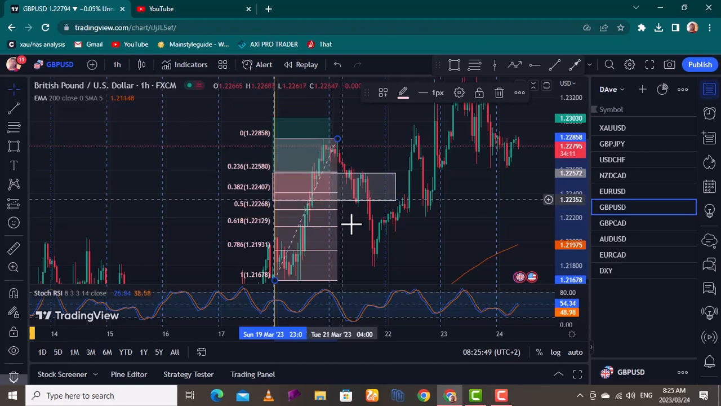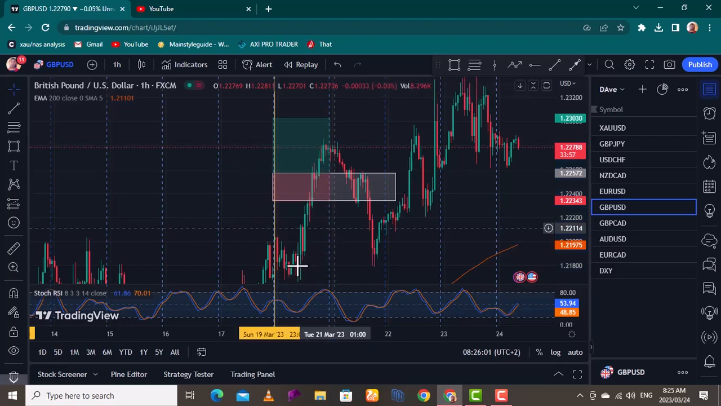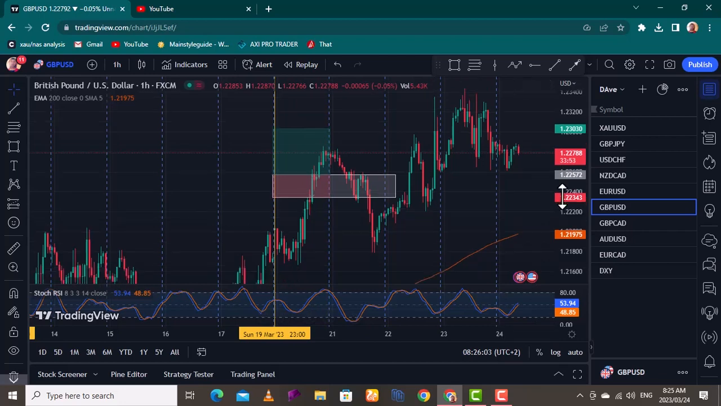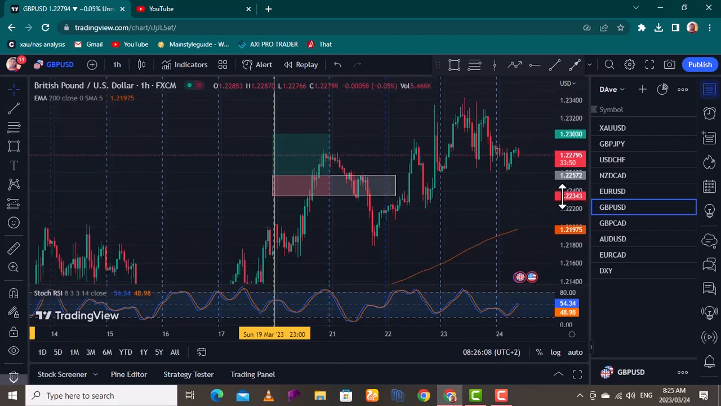Okay, but that didn't work out. The very first hour of London Open, I had already lost, but still I want to explain why I took this trade from this zone and not from the bottom like I usually do. So as you can see, this is week 13.